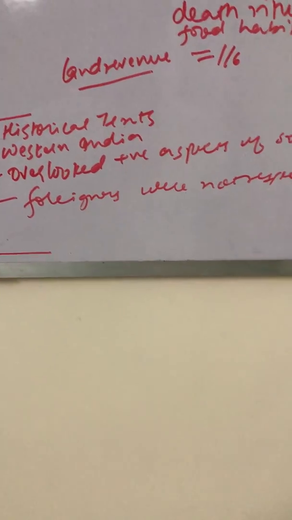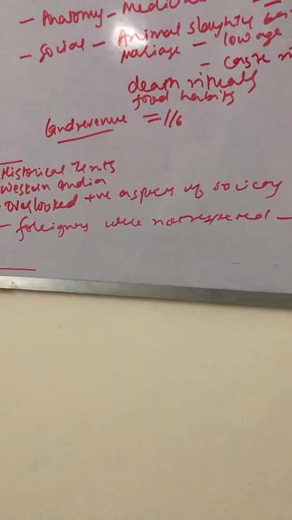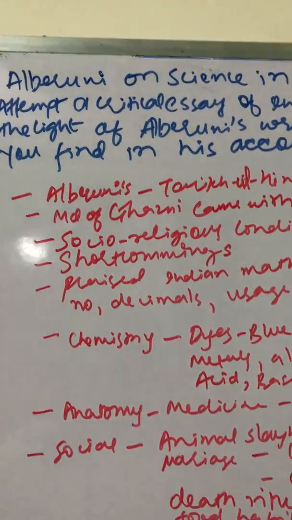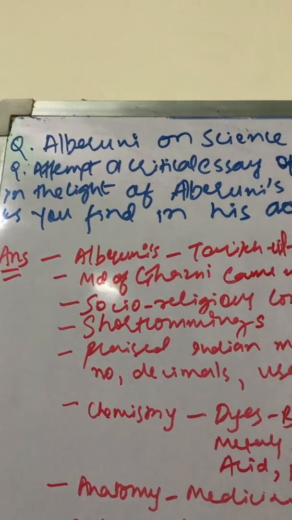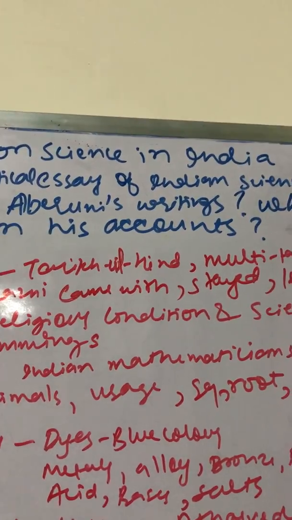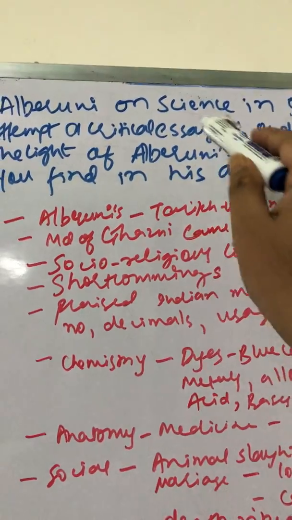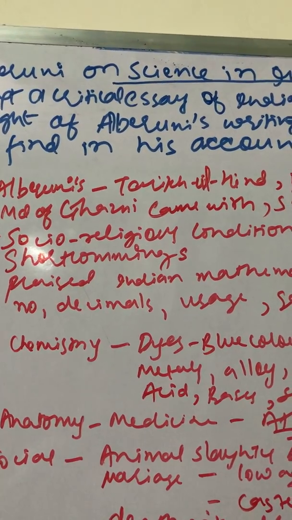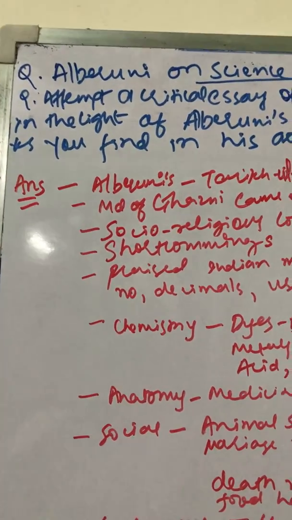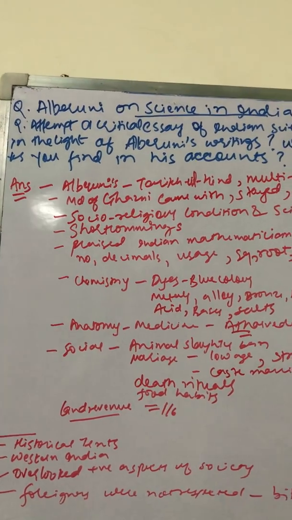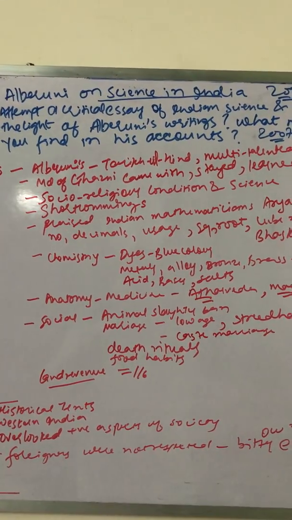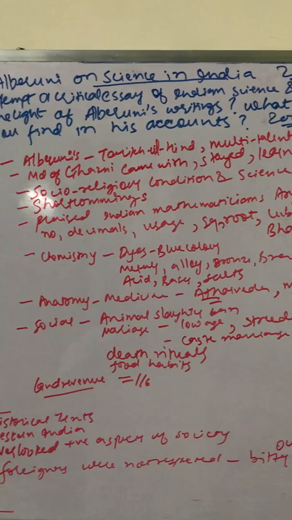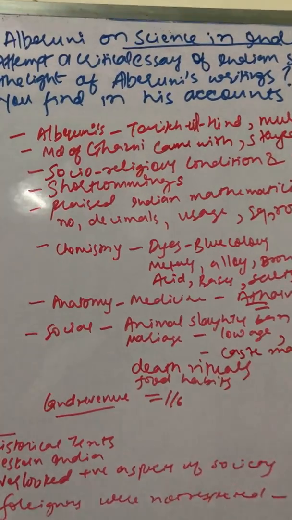Alberuni is another favorite of UPSC, and they tend to ask questions on Alberuni also. Like in 2003, they asked to write a short note on Alberuni on science in India, and in 2007 they asked a lengthy question. It was like this: attempt a critical essay of Indian science and civilization in the light of Alberuni's writing. What merits and drawbacks do you find in his accounts?